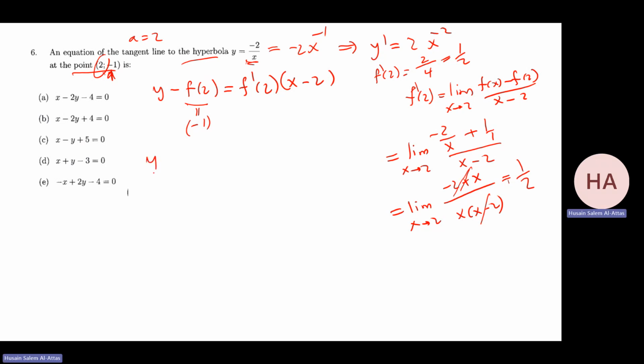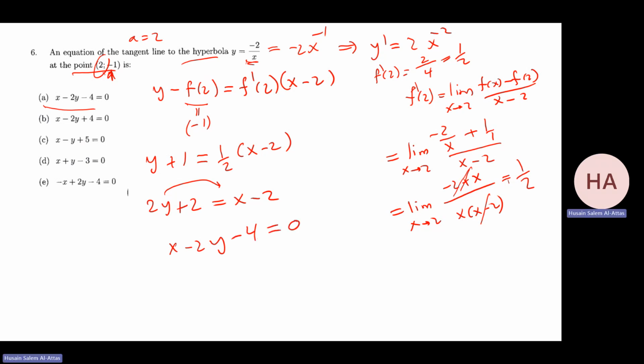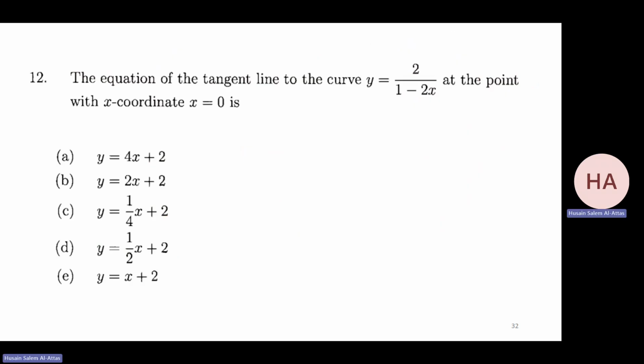So the equation: y plus 1 equals half of x minus 2. Multiply by 2: 2y plus 2 equals x minus 2. It's very clear, you see all of them equal 0. So I take it to the other side, because I write it x, x, x. So it's x minus 2y minus 4 equals 0, which is this one. The equation of the tangent line to the curve at this point.